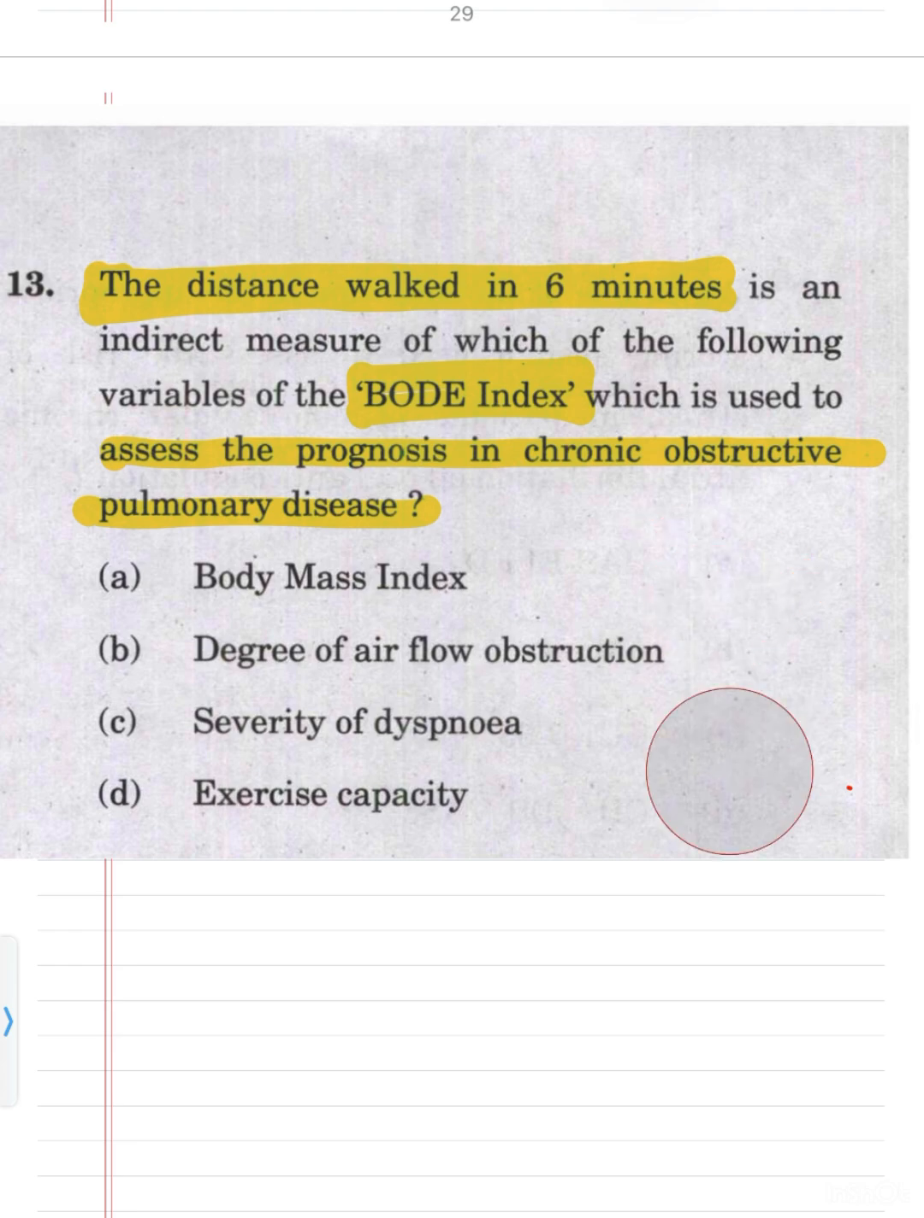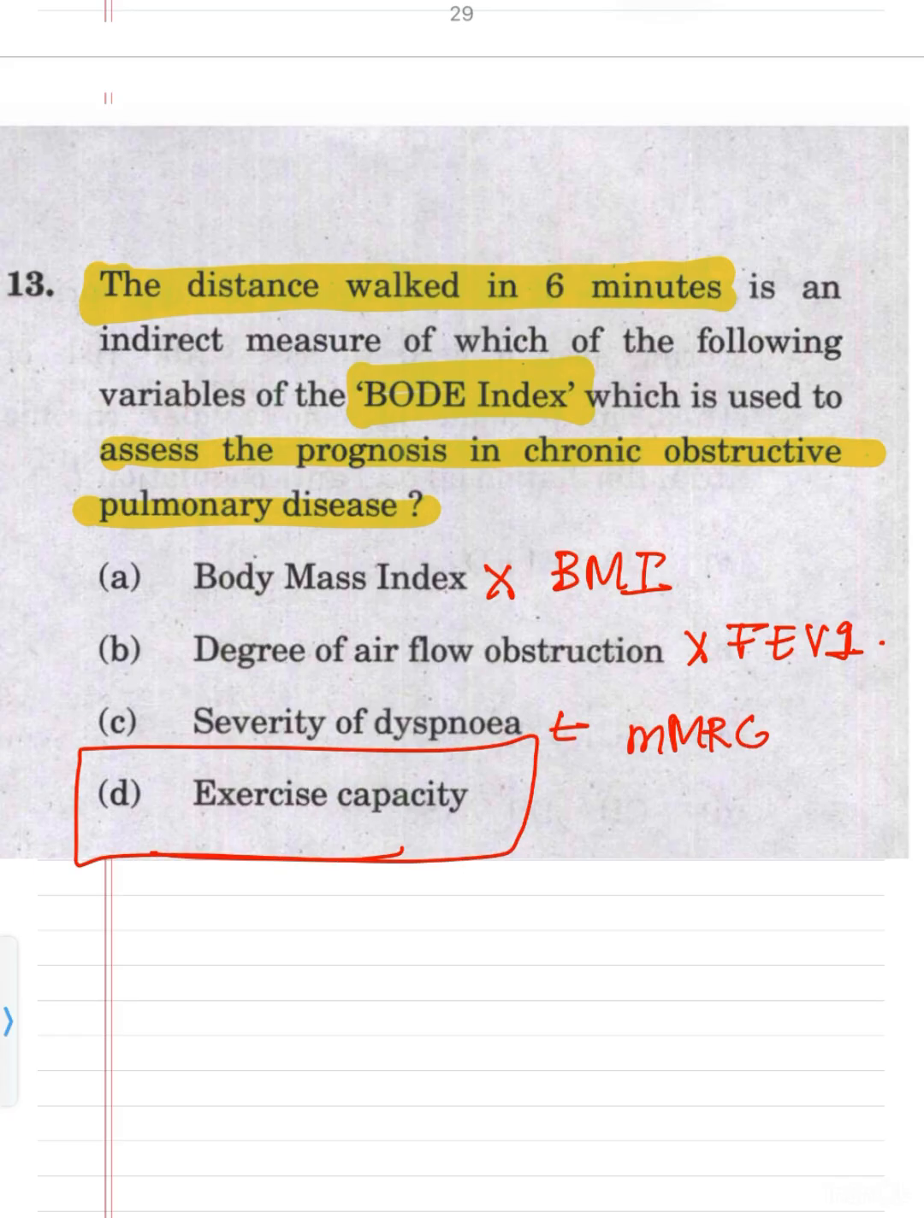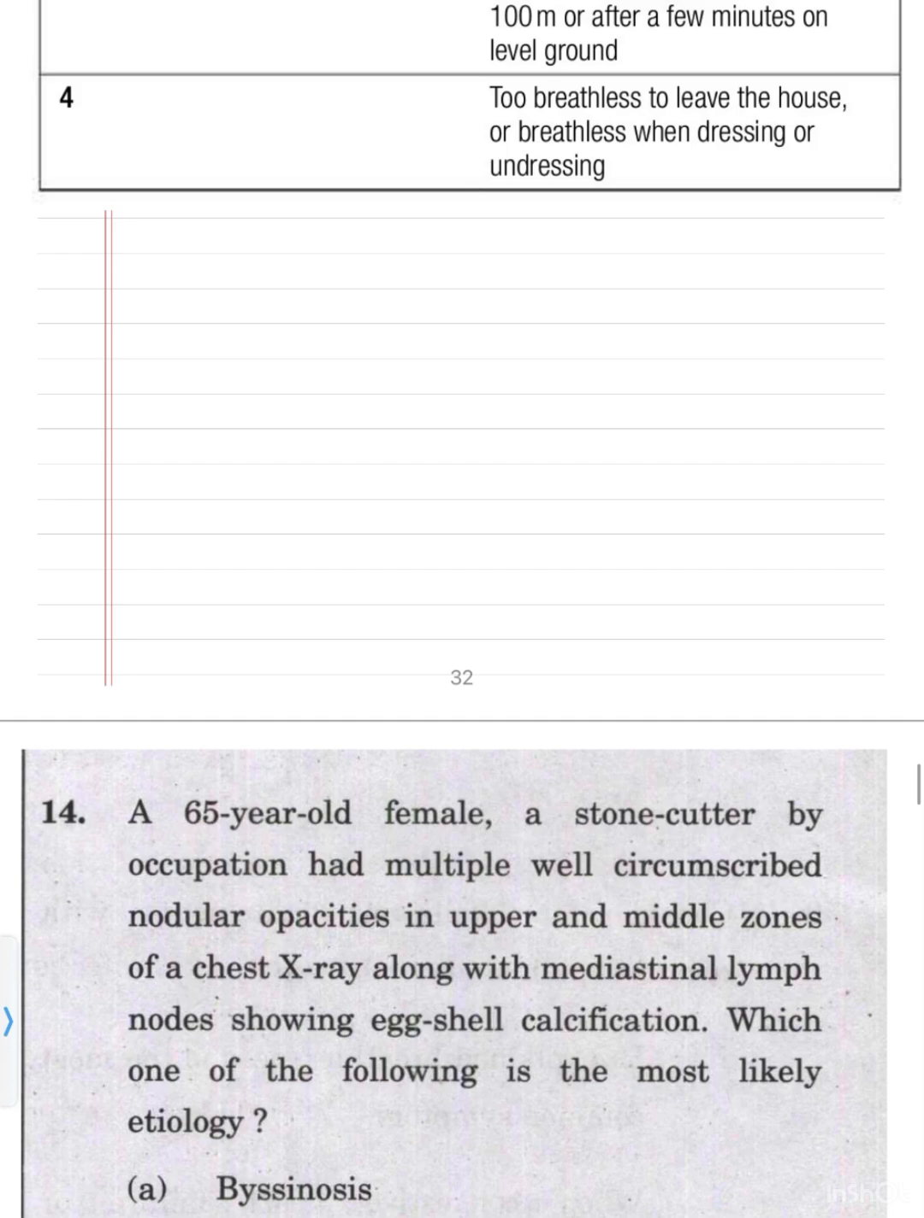So coming to the question. They are asking that distance walked in 6 minutes in the Bode index is used for calculating what? BMI, no. For the BMI, we can simply go for BMI calculation. Degree of airflow obstruction, no. We go for the FEV1. Severity of dyspnea, again no. We go for the MMRC score. Exercise capacity, yes. Distance walked in 6 minutes is for the exercise capacity. So this is the correct answer. You have to remember one more thing, that Bode index is for COPD. They can ask you that Bode index is for COPD.